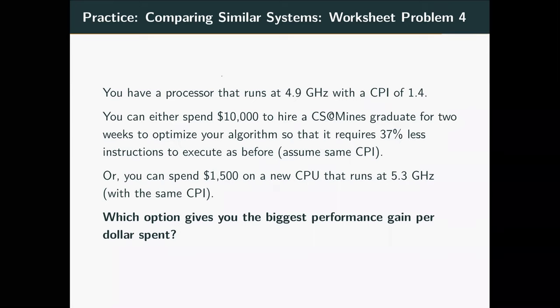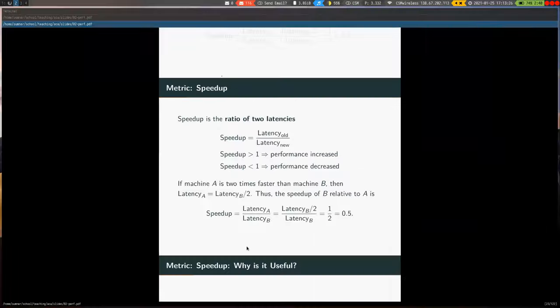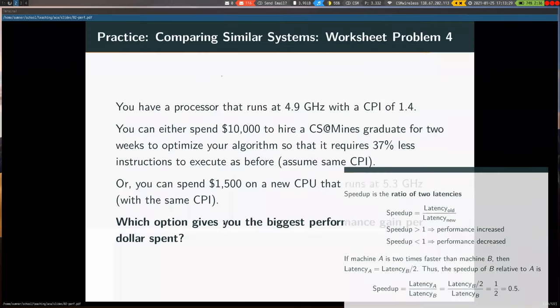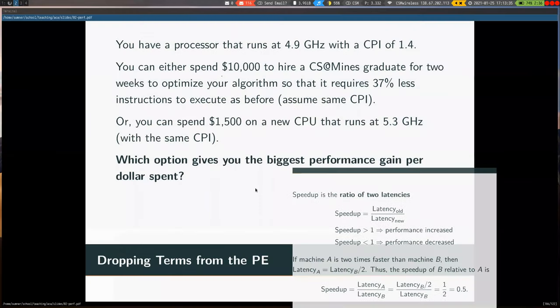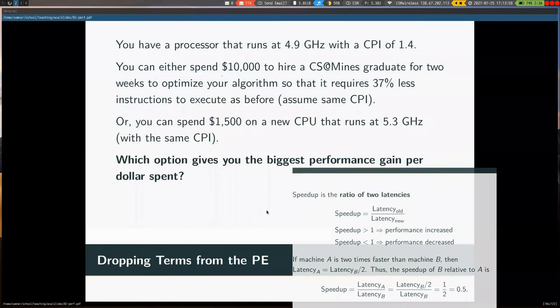So let's just compute this and see which one's better. And I'll pull this up again for your reference. By performance gain, effectively you should be thinking speedup. So our metric is speedup per dollar.